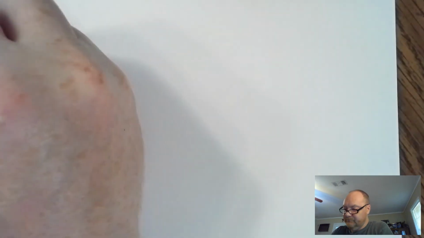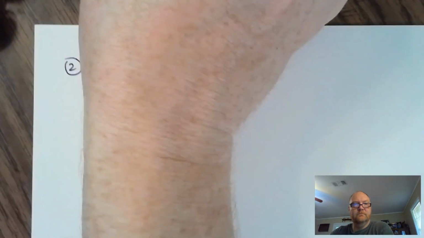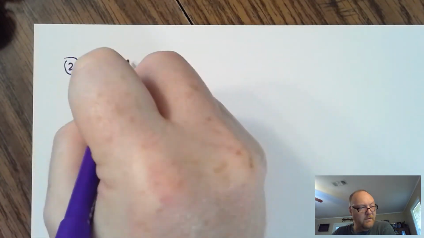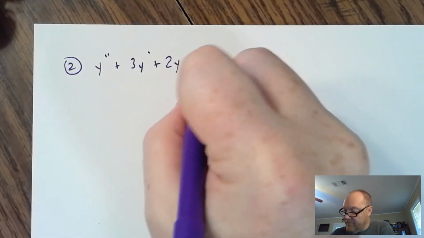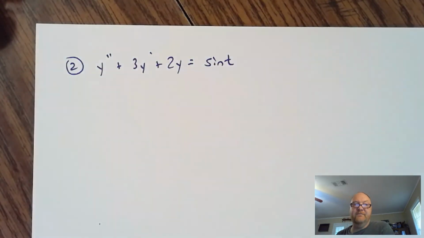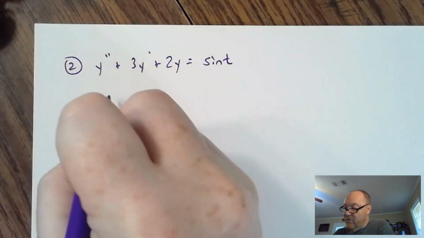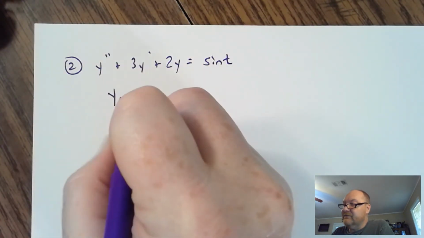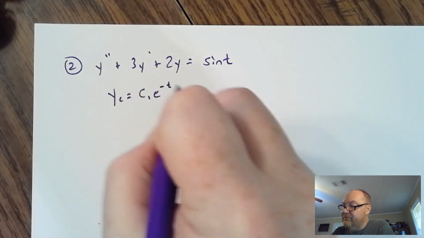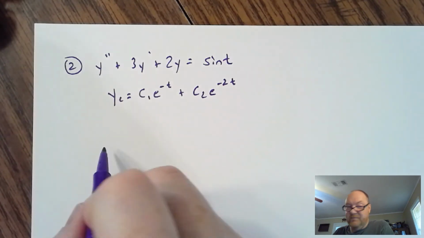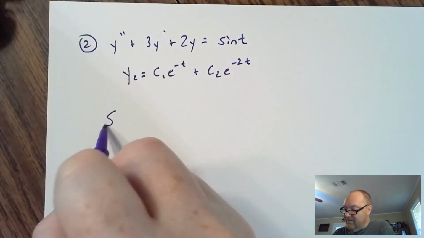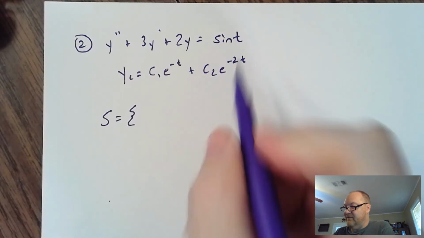Let's look at a second one, example 2. Let's do y double prime plus 3y prime plus 2y, that's the same left-hand portion I had before, equal to the sine of t. So I already know the characteristic equation solutions. We just solved that and found those. So what I want to deal with is the particular solution portion. So let me find this set based on the sine of t.